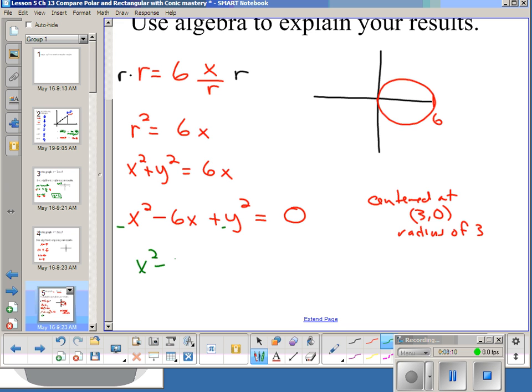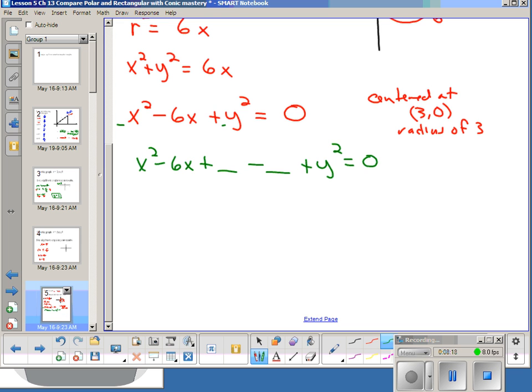So I'm going to say x squared minus 6x plus some number, and then I'm going to subtract that number, plus y squared is 0. Because what I want is a perfect square out of this. And what we do is we take our negative 6 and we cut that in half. So x squared minus 6x is the beginning of the perfect square x minus 3 squared. And if I do this out, I will get x squared minus 6x. I will also get plus 9. So to end up with x minus 3 squared, I needed a plus 9 there. Well, I can't just add without also subtracting.